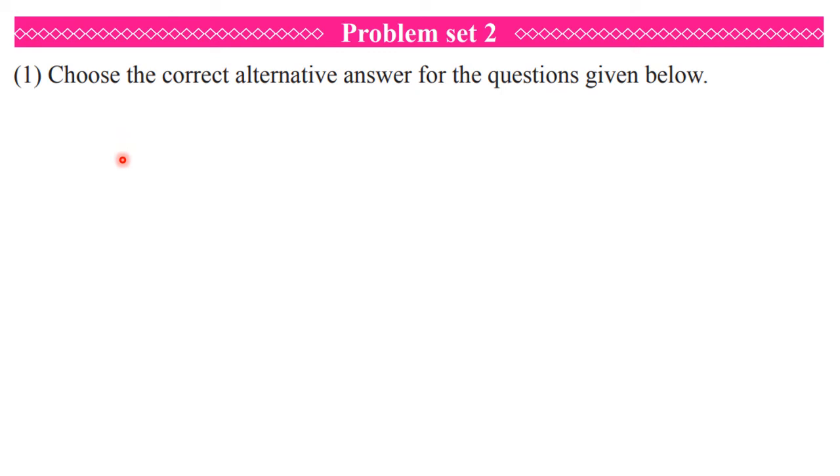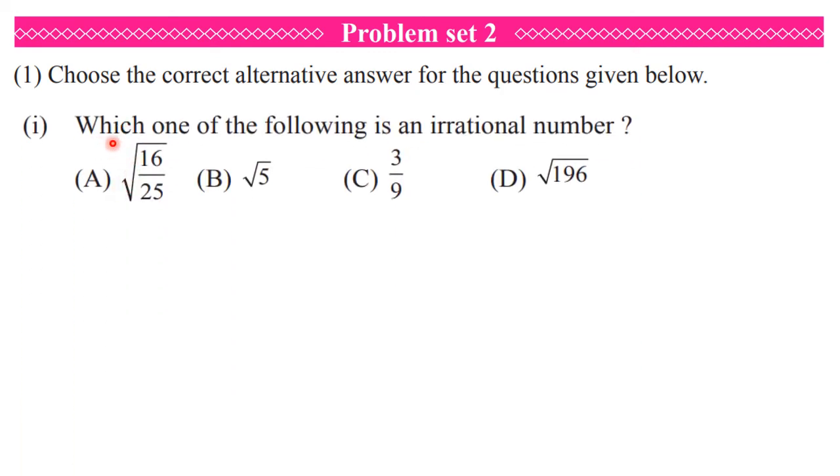The first one here is, which one of the following is an irrational number? So here we have to go for trial and error. We have to check each and every number. Square root of 16 upon 25. So here 16 is a perfect square of 4 and 25 is a perfect square of 5. So for this we can write down the answer as 4 upon 5, which is a rational number. So it's not the answer.